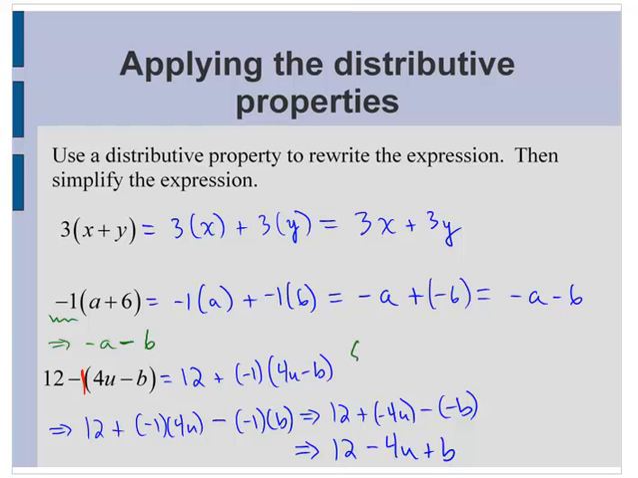Similarly, on this example, I would have had the 12, and now the negative distributed to the 4u would become a minus 4u, and the negative distributed to a minus b, subtract a negative, or multiplying a negative times a negative is a positive, and so I would write plus b.